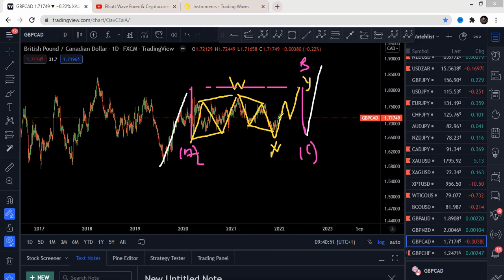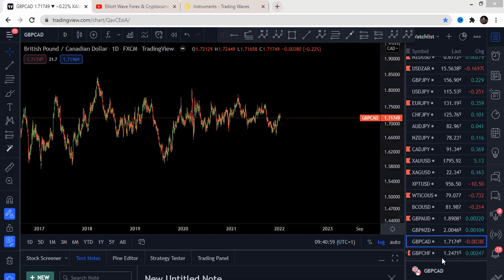So let's have a look at this one. Push a little bit higher, correct, and continue to the upside. That's what we're looking at on pound CAD. So let's see here how this is going to play out.